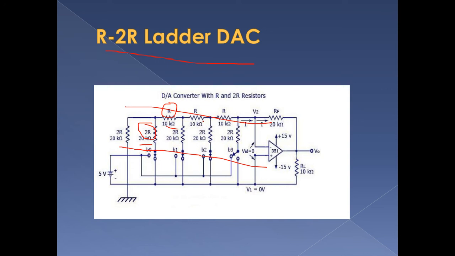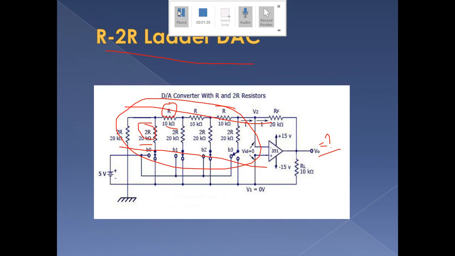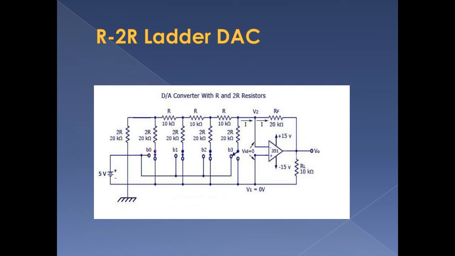So here the main advantage is we are using only two values of resistors, and we can convert the digital input into an analog value. Here we need to find out V naught. In order to find V naught, we have to find the equivalent resistance of this portion. To find the equivalent resistance, you first consider these two resistors which are in parallel.